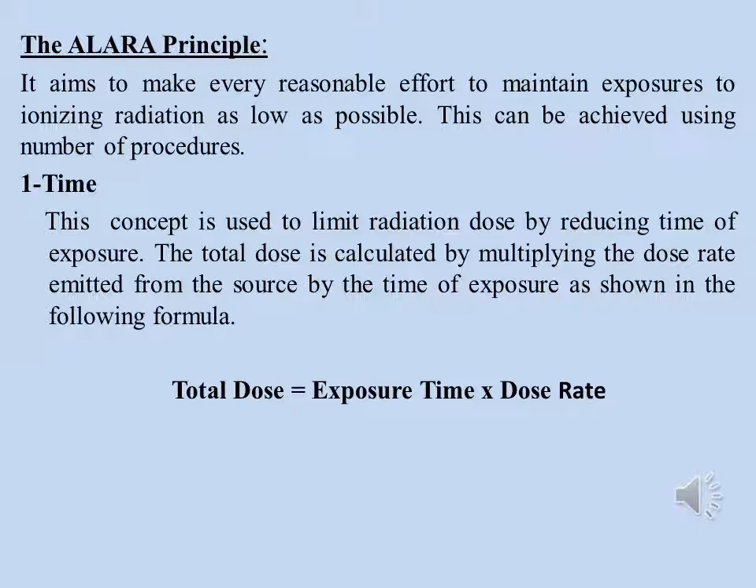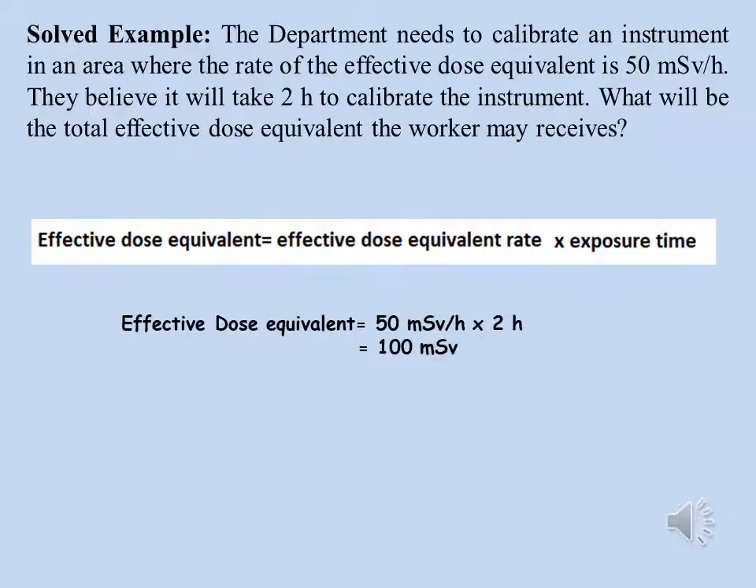1. Time. This concept is used to limit radiation dose by reducing time of exposure. The total dose is calculated by multiplying the dose rate emitted from the source by the time of exposure, as shown in the following formula. Total dose equals exposure time x dose rate. Solved example. Please follow the solution carefully.